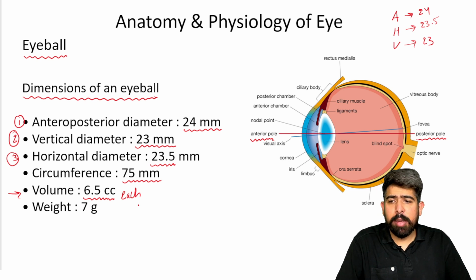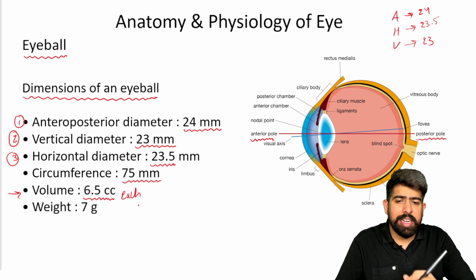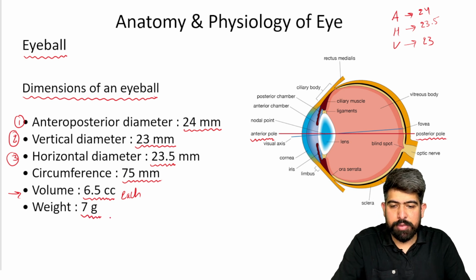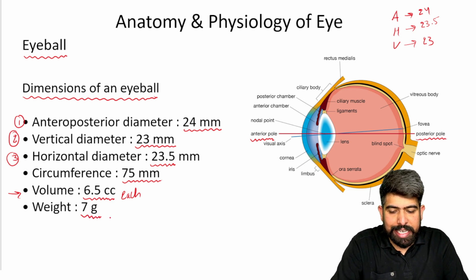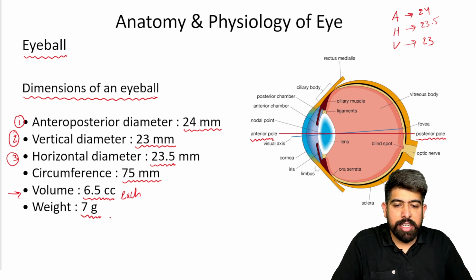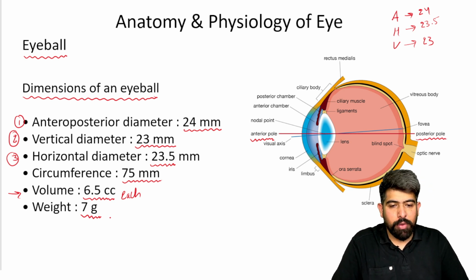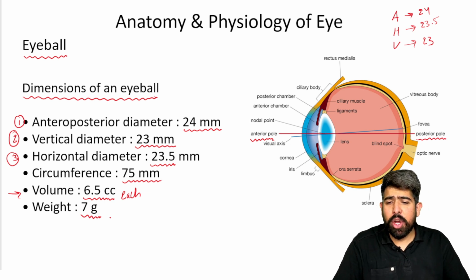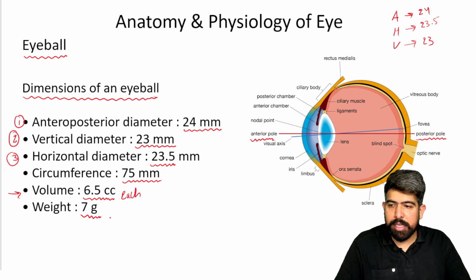And if we're talking about the weight, we take out the eyeball and weigh it, so it is near 7 gram, right? So what is the value for your eyeball? Yes, your eyeball's weight is 7 gram. So 7 gram is the actual weight of one eyeball. So this is about all the diameters related to your eyeball. I hope you remember all of this about the eyeball.